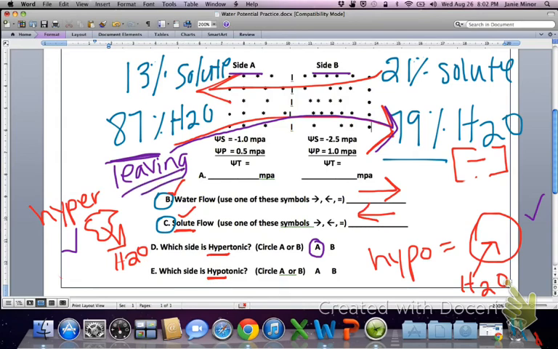Well, letter E is asking you the opposite of that. Which one's going to look hypo like a hippo over here? It's going to be the side receiving water, which would be side B. It's going to be receiving all this water from side A, and it's going to swell. Alright, so this is water potential. You got this. I believe in you.